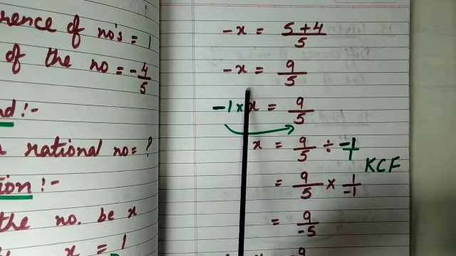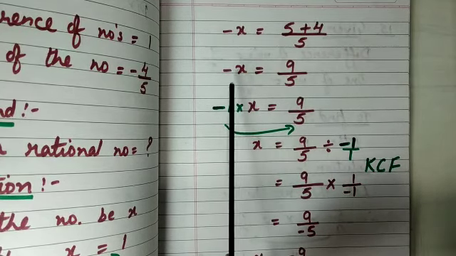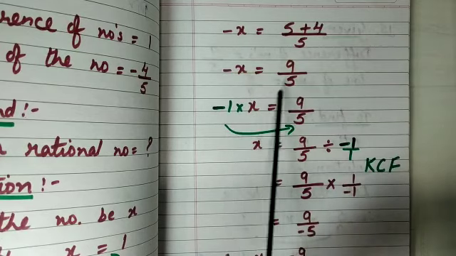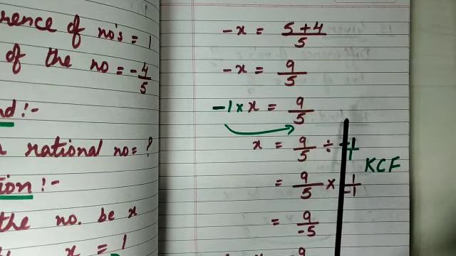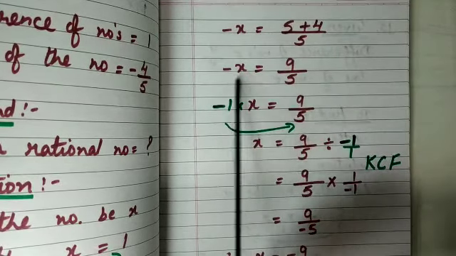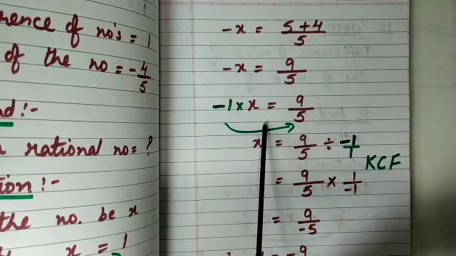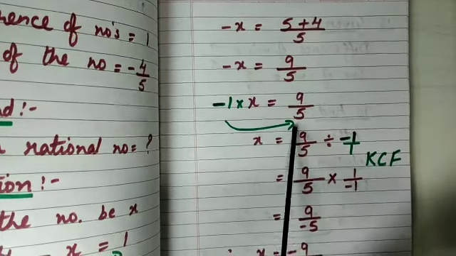Many of you have a tendency of just writing the minus sign shifting here. Minus x, you write it as x here and equal to minus 9 upon 5. But you must know the fact how it gets transferred to the other side. So can I write minus x as minus 1 into x? Okay, so minus 1 into x equals to 9 upon 5.